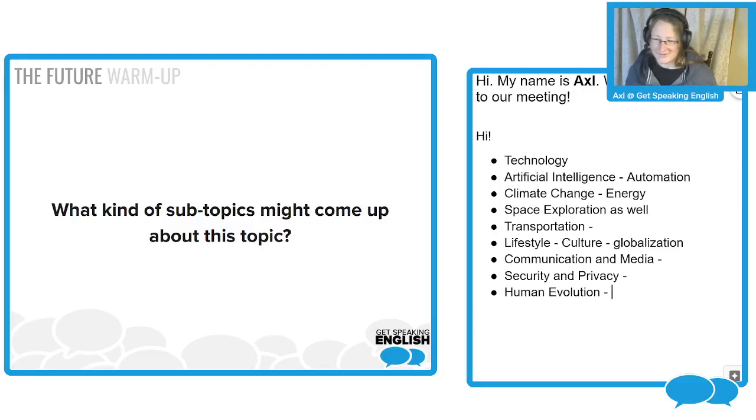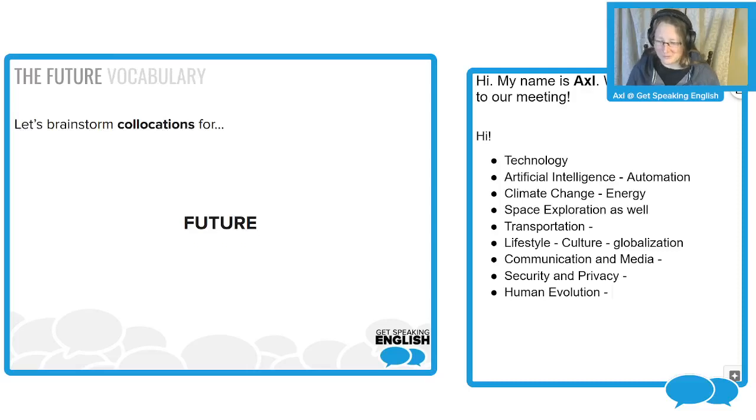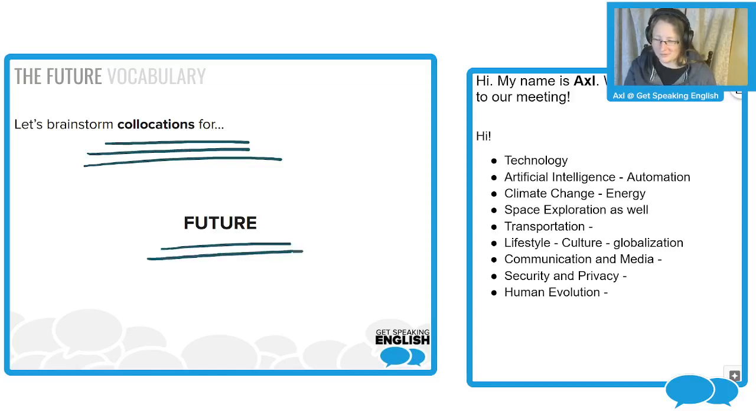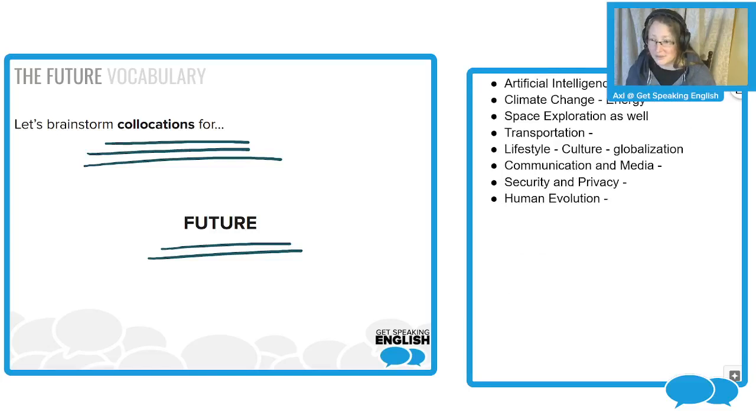Alright, great. So let's brainstorm some collocations about the future. Obviously when we're talking about collocations, we're talking about either two words or a set of three or four words that are commonly used together. So for example, let's try to think of some collocations for the word future. Again, feel free to put your ideas in the chat so we can brainstorm together.